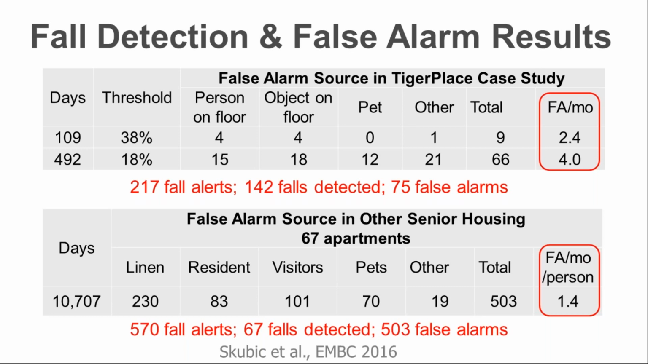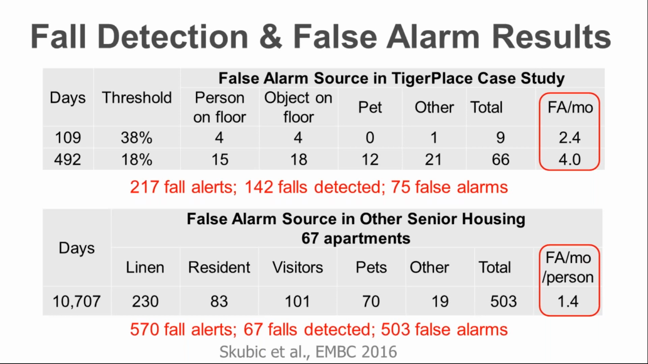We had another project where we implemented the technology in other senior housing apartments, specifically in 67 apartments. These were not in Tiger Place, these were outside of Tiger Place. And we learned a lot about how to implement this in the community and how the sensors would work. And you can see we detected all sorts of different problems that were falls. We had a lot more fall alerts that were generated, but we had much fewer falls detected, 67 falls detected and 503 false alarms, which averaged about 1.4 falls per month per person.